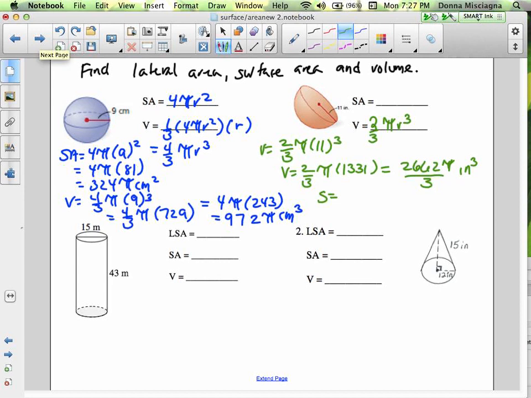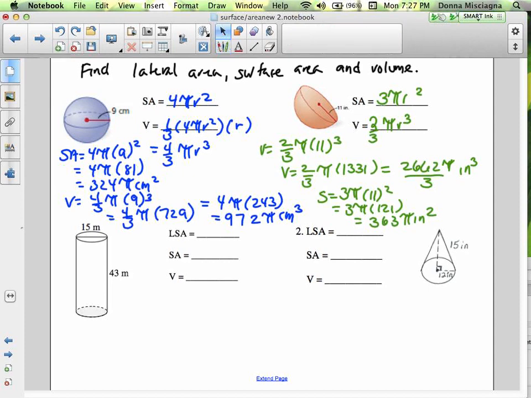The surface area, it's not exactly half because of the circle base, so we have to add another pi r squared. So this is going to be 3 pi r squared. So we have 3 times pi times 11 squared, which is 3 times pi times 121, which would be 363 pi inches squared. And there we go. And we're done with the sphere and the hemisphere. And likewise, if you have any questions on those, let me know.